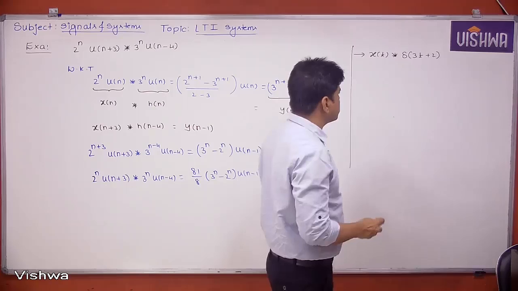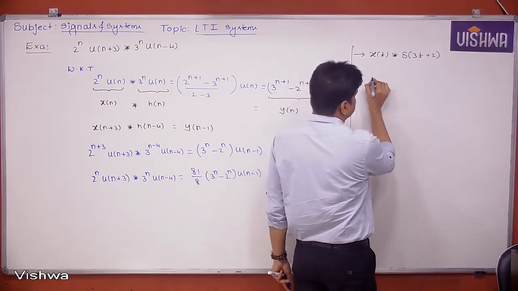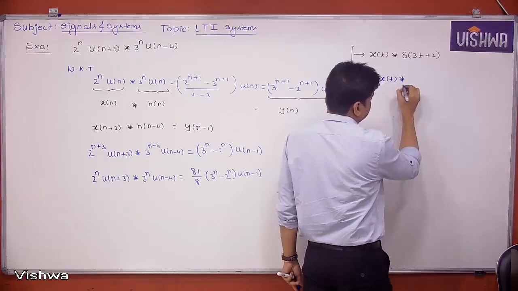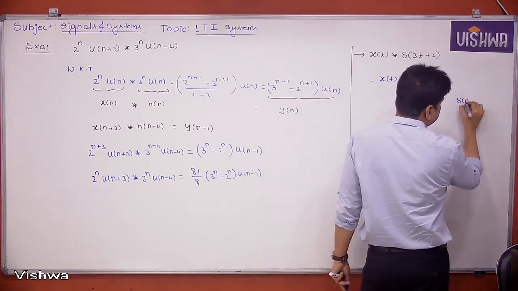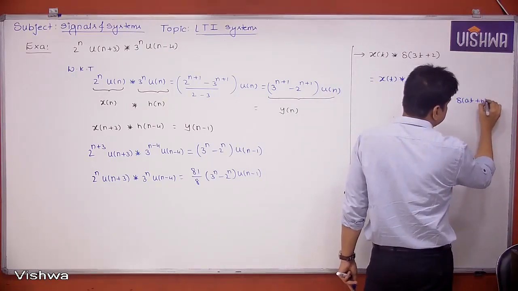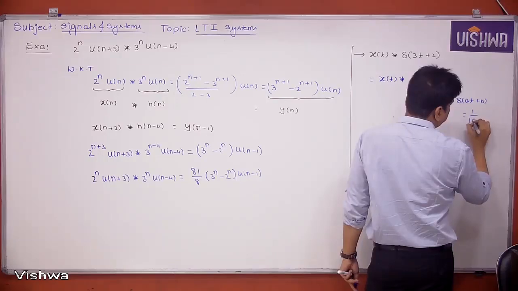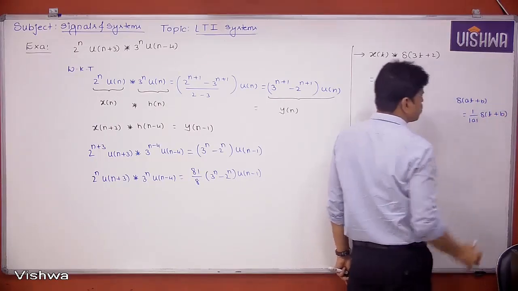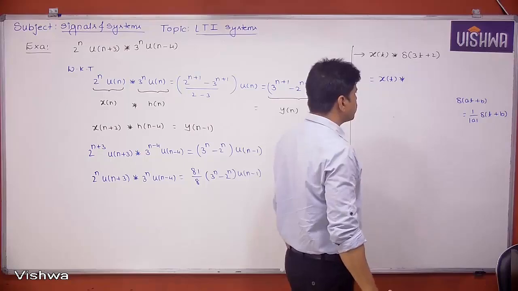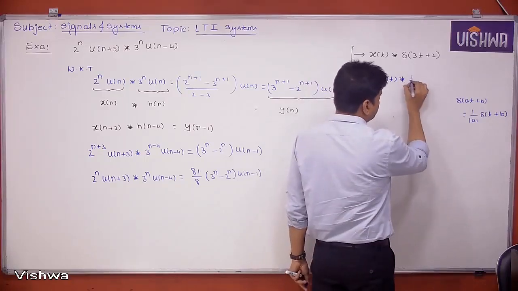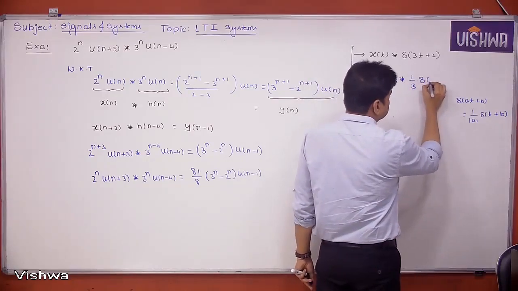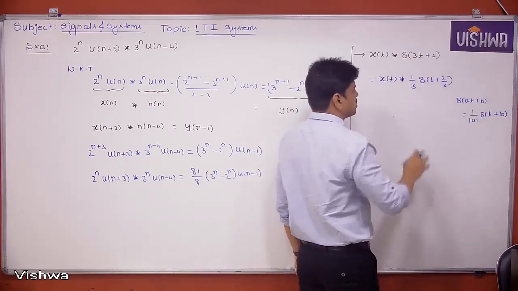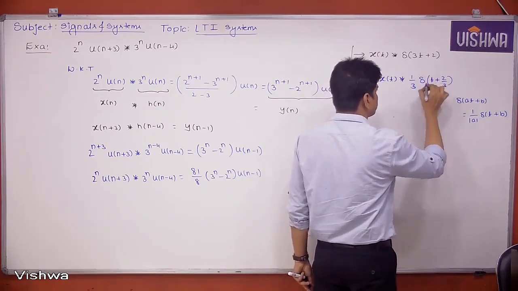First we have to rewrite this expression as x(t) convolution with delta(at+b), which we know can be written as 1 by mod a delta(t + b/a). So we could write this as 1/3 delta(t + 2/3). This is what we can write.